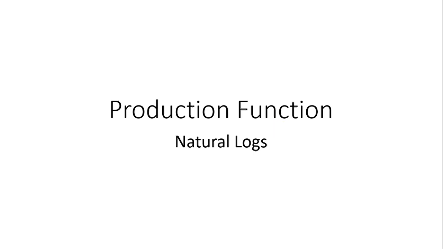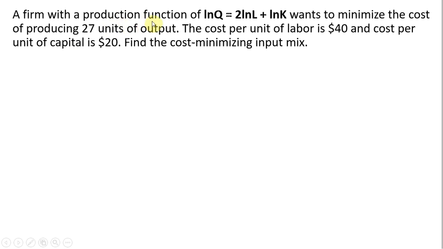Hello, in this video we're going to look at a production function in natural logs and then find the cost minimizing input mix. A firm has a production function given by the following: the natural log of output equals 2 times the natural log of labor plus the natural log of capital. It wants to minimize the cost of producing 27 units of output.